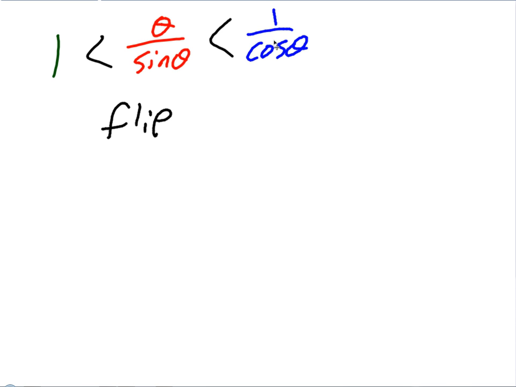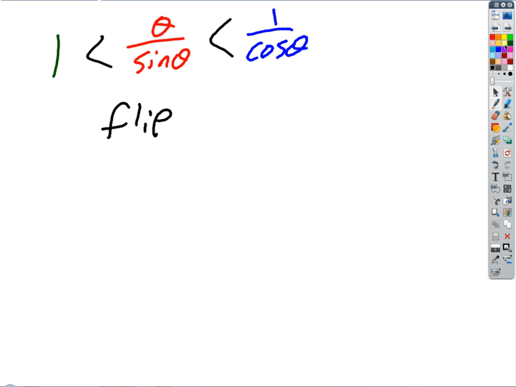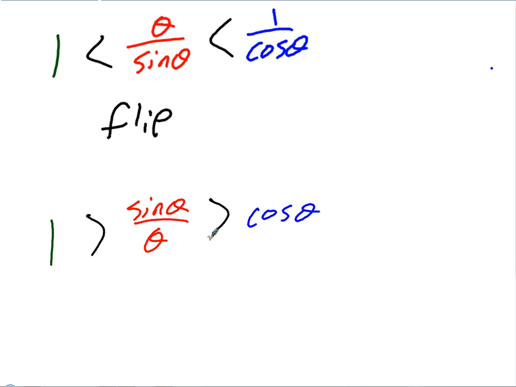okay, if I flip those, this just stays a 1. What's that become? Sine theta over theta. This becomes cosine theta. And we've changed the inequality signs around. Okay. But now let's take a limit. Let's take a limit of all 3 of these things as theta approaches 0.